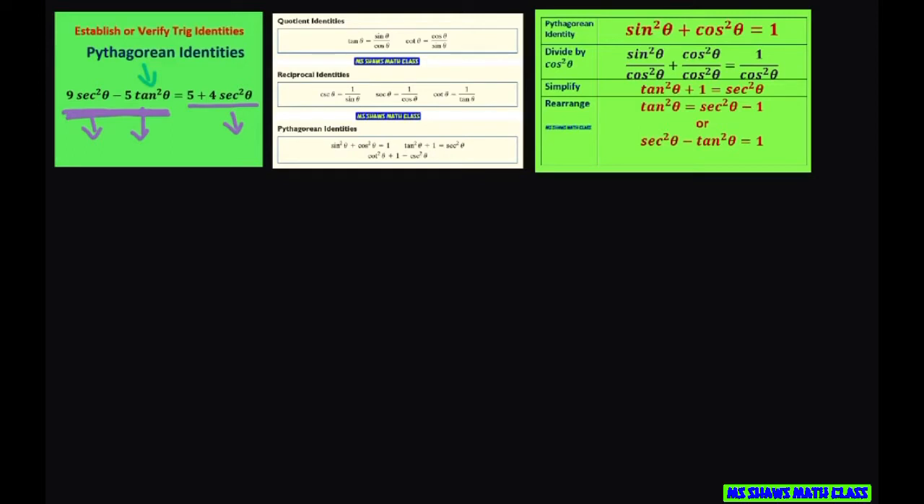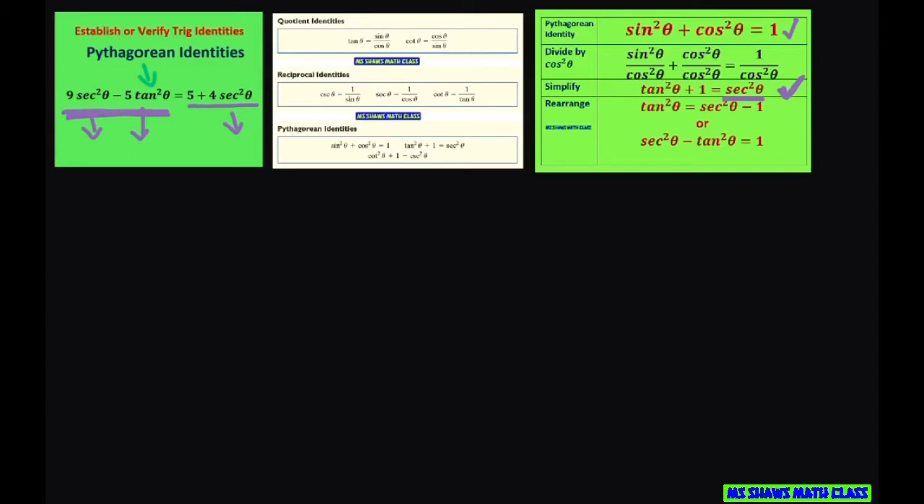Now, usually when you start identities, you change everything to cosine and sine. However, it's good to remember that secant and tan always go together. So usually you have this Pythagorean identity right here: tan squared of theta plus 1 equals secant squared. That's based off dividing sine squared plus cosine squared by cosine squared, and you have this identity. So that's what I'm going to substitute it with.